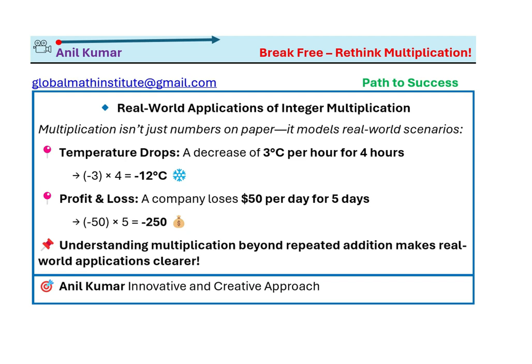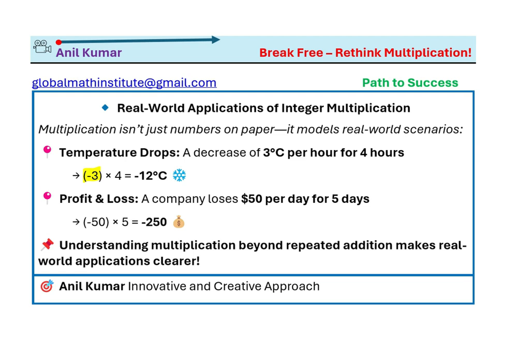Now, here are real world applications of integer multiplication. Multiplication isn't just numbers on paper, it models real world scenarios. Temperature drops: a decrease of 3 degrees per hour for 4 hours, correct? So that's a multiplication. The decrease is given to you by a negative number, which is negative 3, and 4 hours is the time.